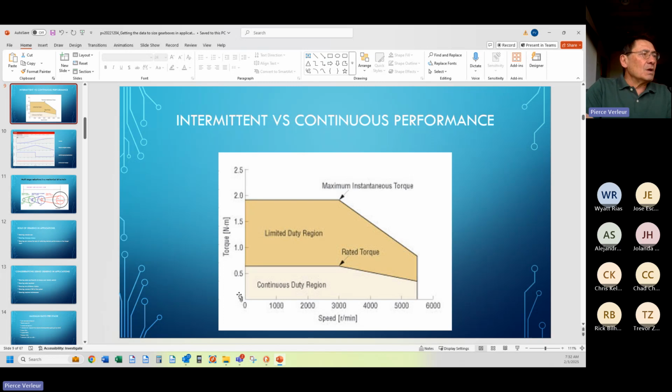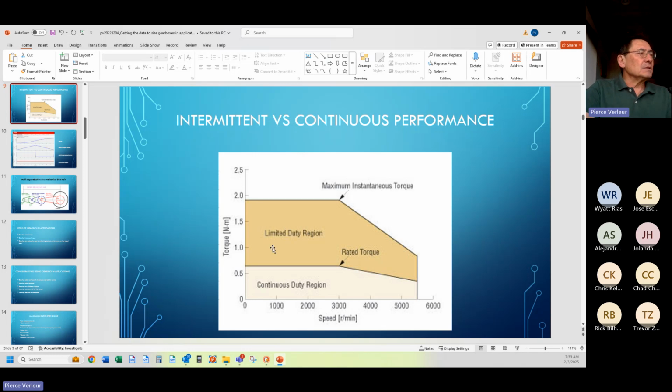Once we get into the limited duty region, here is where the unit heats up too much to run continuously, or we're stressing the mechanical components too much, such that it will not run continuously. But it will give us limited duty performance, such as accelerating to get to speed.